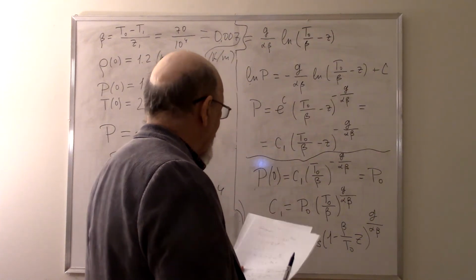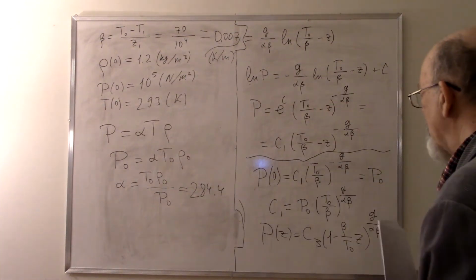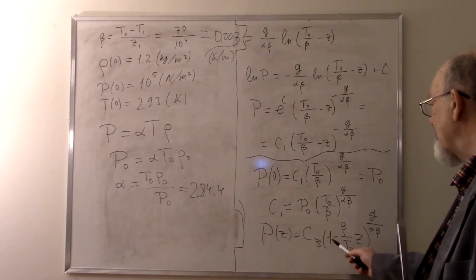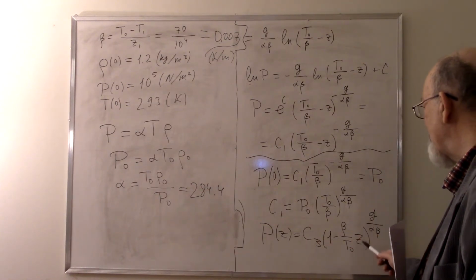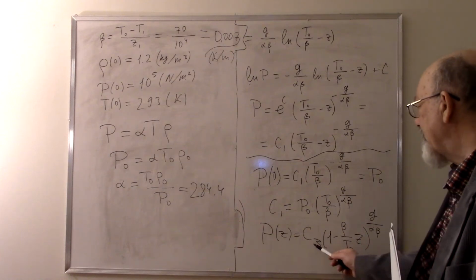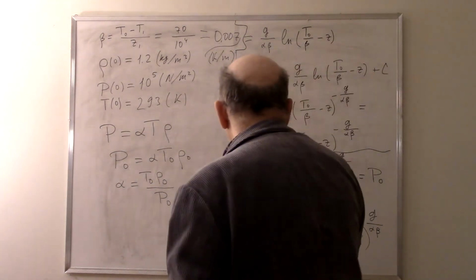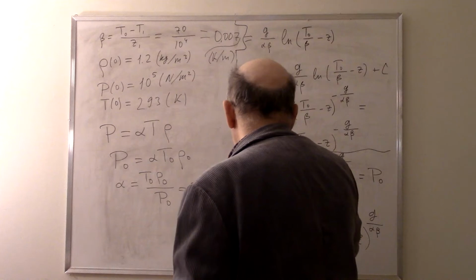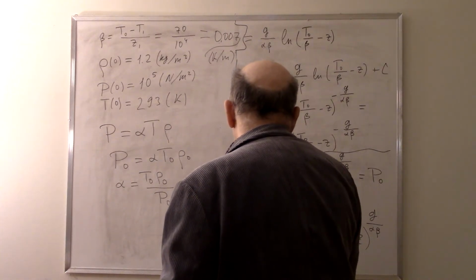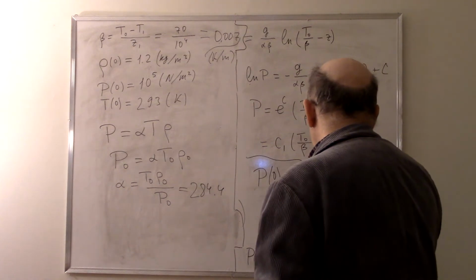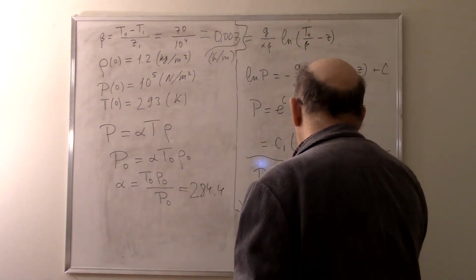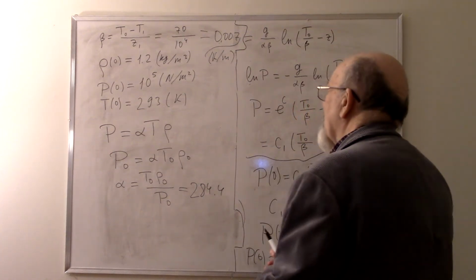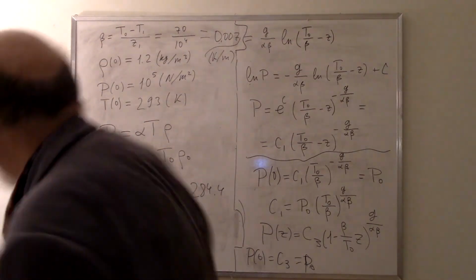And in this form it is easy to find what C3 is. If Z equals 0, this is 0, so this is 1. So C3 is P0. If you substitute, P of 0 equals C3. Yes? So it is P0. And finally we find the formula.